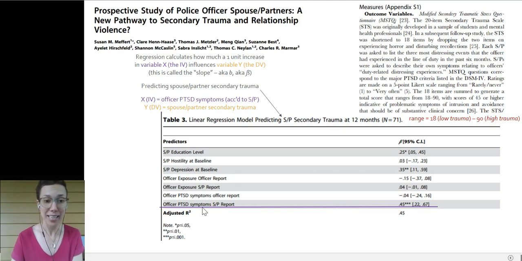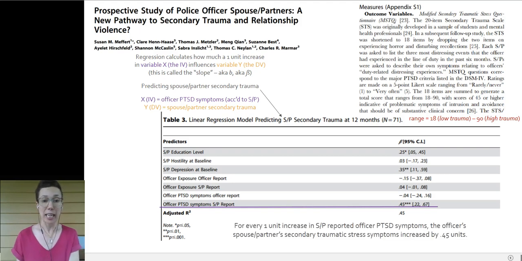So we see officer PTSD symptoms reported by the spouse or partner. We see 0.45. So here's our little beta sign that we're looking for, and we see 0.45. Let's ignore the stuff we don't know. We will learn about stars and confidence intervals later this semester. The stars indicate statistical significance, but that's not where we're at right now. So we're just going to focus on this value of 0.45.